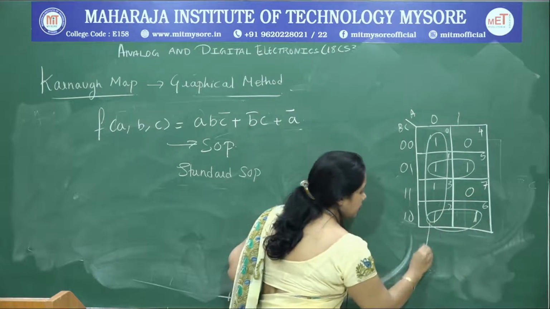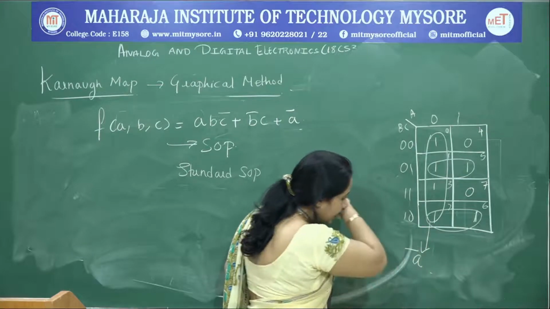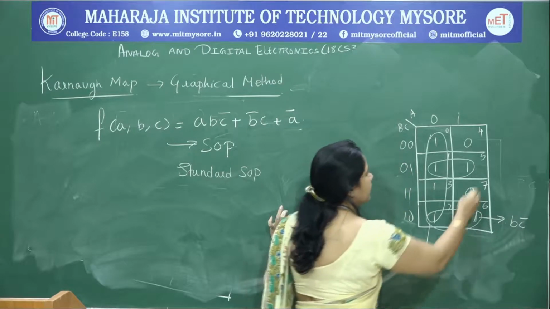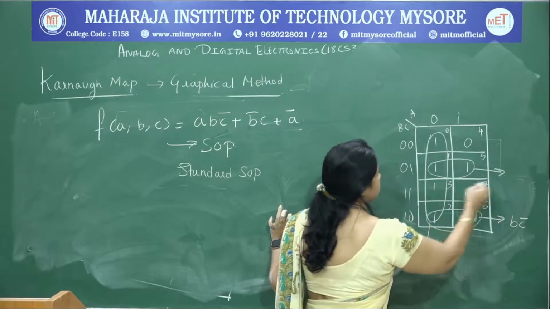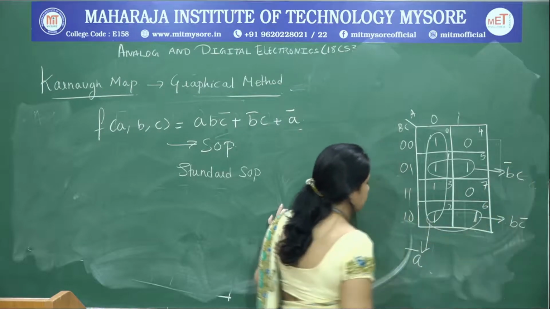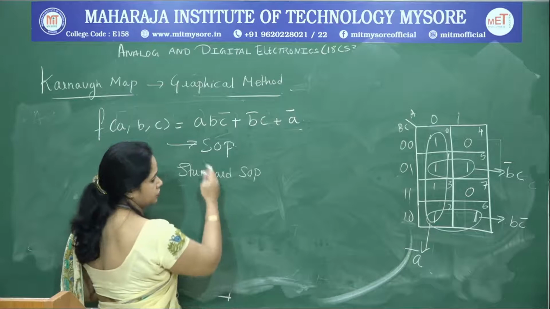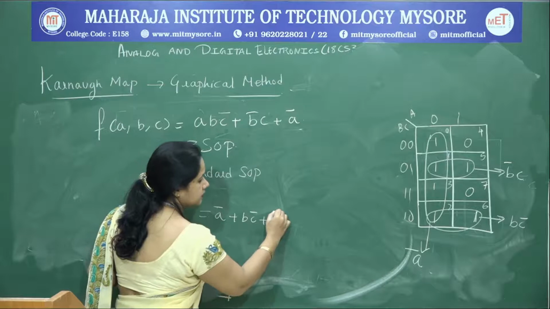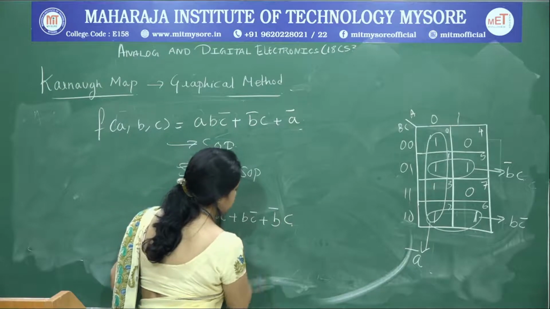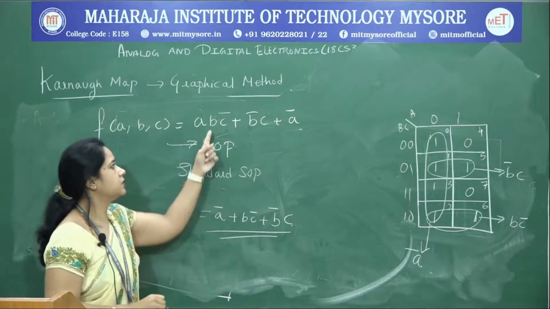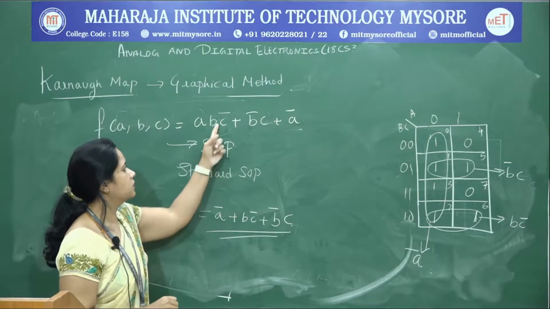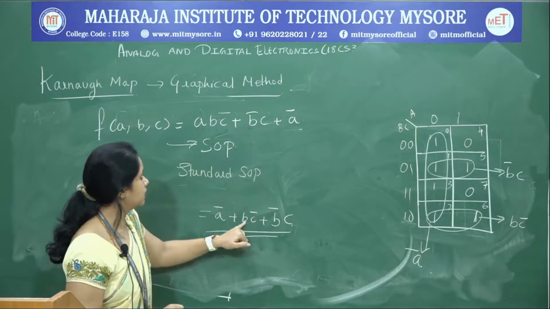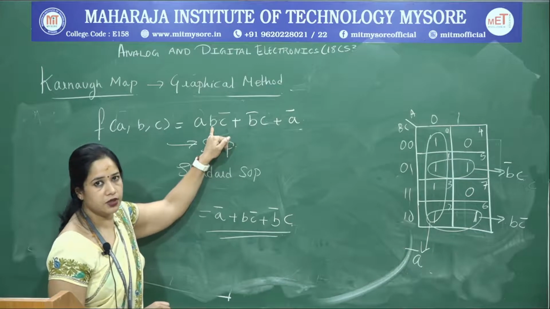Now, what is common here? A bar is common, and here B C bar is common, and here B bar C is common. So we end up getting this expression: A bar plus B C bar plus B bar C. Though it is 3 terms, in two of the terms a literal has been eliminated, and A bar is as it is.